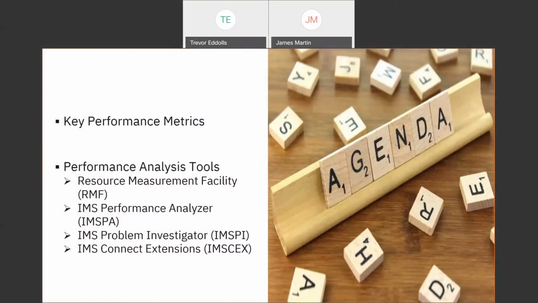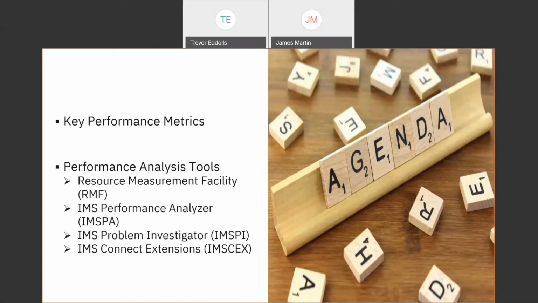So when we're talking about performance in IMS, and this is the agenda for our presentation today, we typically talk about key performance metrics and the tooling that's available out there for us to measure these key performance metrics. And today I'm going to focus mostly on IMS tools that are provided by IBM. These are the tools that I use in my day-to-day work, and most of you probably use in your day-to-day work in your enterprise system.